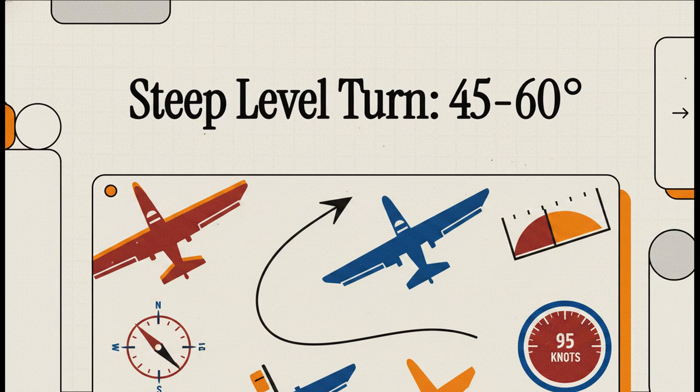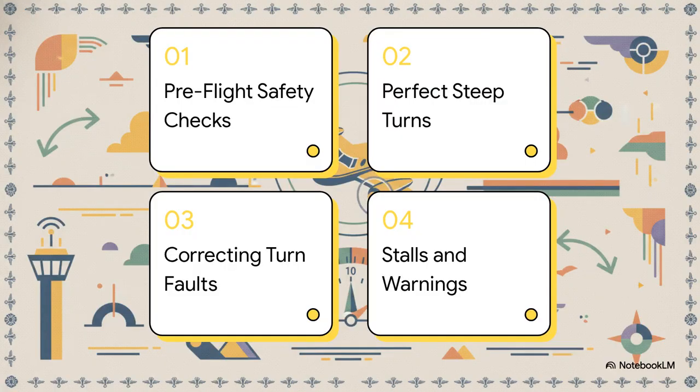Just imagine you're cruising along, right? And suddenly, you are rolling the aircraft into this incredibly tight, aggressive turn at an entry speed of 95 knots. It requires absolute precision, flawless control coordination, and it demands that you maintain a constant height and speed while the entire world outside your window just tilts violently. It's a rush. So, here is our flight plan for this explainer. We'll be hitting pre-flight safety checks, executing perfect steep turns, correcting common turn faults, and finally, surviving stalls and warnings.